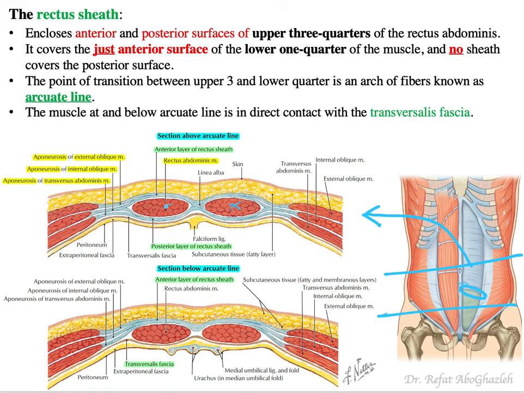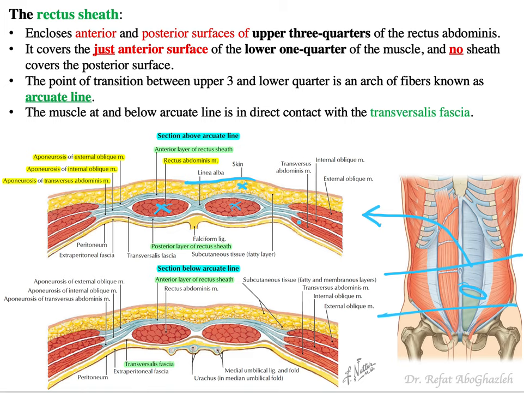Rectus abdominis muscle. So let us have a cross section through the anterior abdominal wall. Anteriorly you have the skin. Deep to skin you have superficial fascia. Deep to superficial fascia, we mentioned that we have deep fascia and muscular layer. You know, this is the external oblique. Just to know, this is the midline.